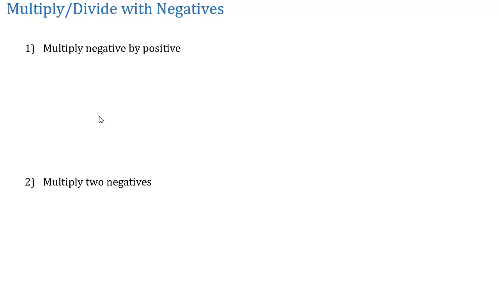Now that we've mastered adding and subtracting with negatives, we're ready to look at multiplying and dividing with negatives. First, let's take a look at what happens when we multiply a negative by a positive number. Let's take, for example, if we do 3 times negative 2.